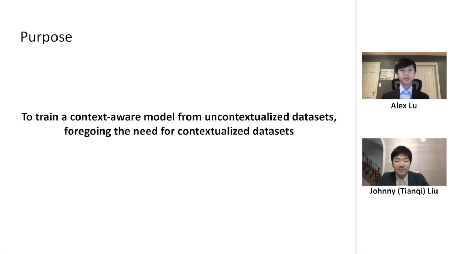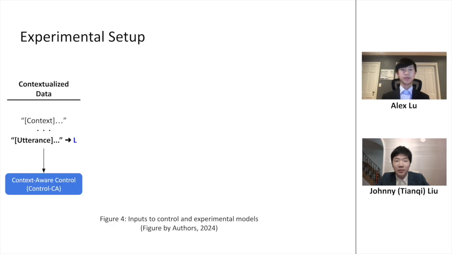So, in this project, we propose a novel method to train a context aware model from uncontextualized datasets, foregoing the need for contextualized datasets, avoiding the aforementioned problems, and saving the need for manual annotation. Our experimental setup to evaluate our method is as follows.